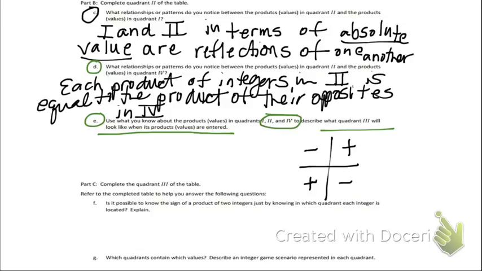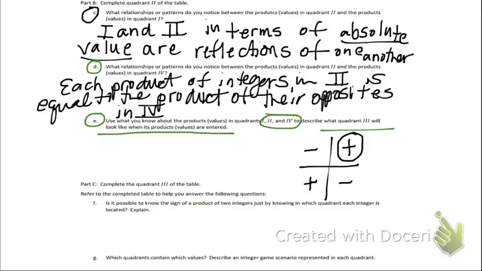Okay, these last two questions here on Part C, after we have already completed Quadrant 3. F asks, is it possible to know the sign of a product of two integers just by knowing in which quadrant each integer is located? Yeah, it is, because we saw the pattern. Quadrant 1 is positive, because that is a positive times a positive. A positive times a positive is a positive, and similar signs equal positive values.